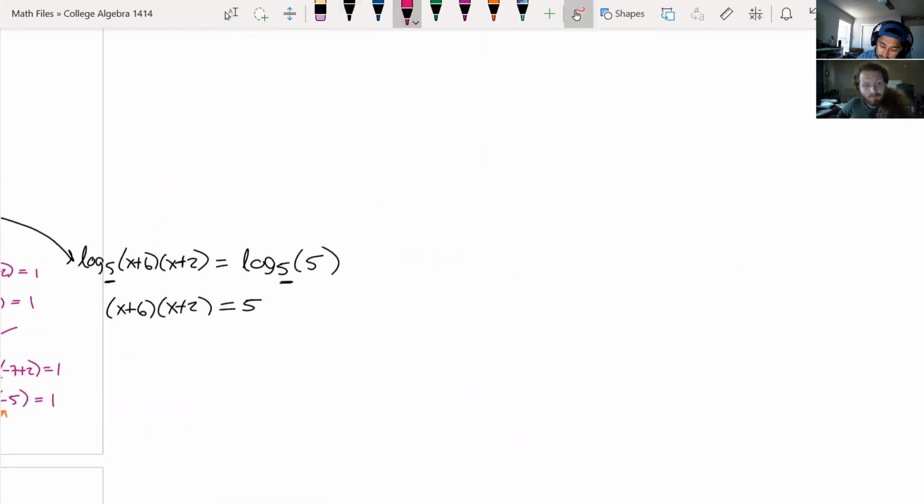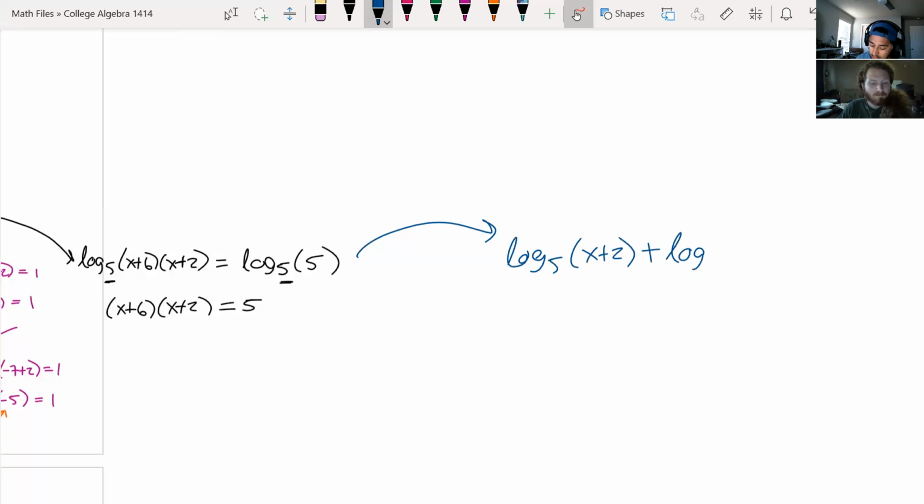So let's bounce off this one more time. Or you left it as log base 5 of x plus 2 plus log base 5 of x plus 6 equal to log base 5 of 5. And then you moved it over? I didn't move anything over. From that point right there, you just have your log equation property. So it just becomes x plus 2 plus x plus 6 equals 5.